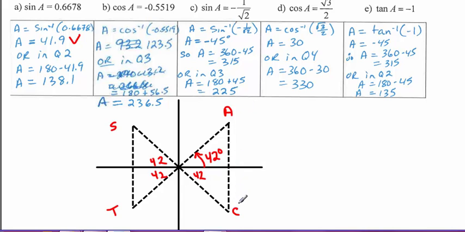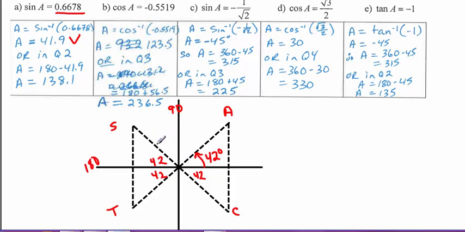Now the CAST rule tells us that down here, cosine is the only positive ratio. Up here, all the ratios are positive. Here, sine is positive. Here, tan is positive. So because my original question said I'm looking for the value that gives me positive 0.6678, I need to find the two areas where sine is positive. This is always going to be one of them, and in this case, this is the other one. Anywhere between 90 degrees and 180 degrees, sine is positive.